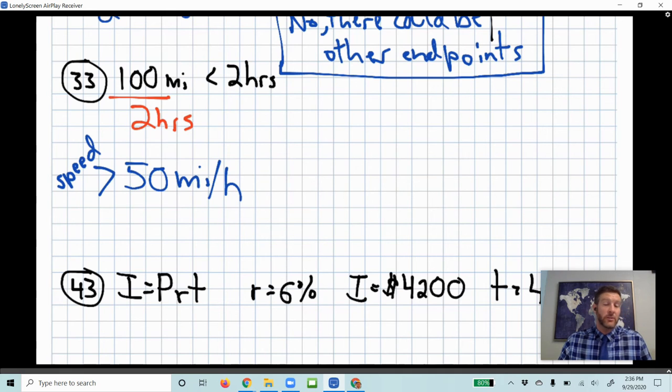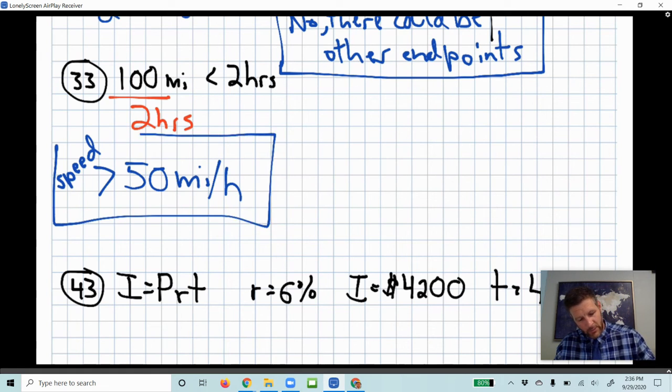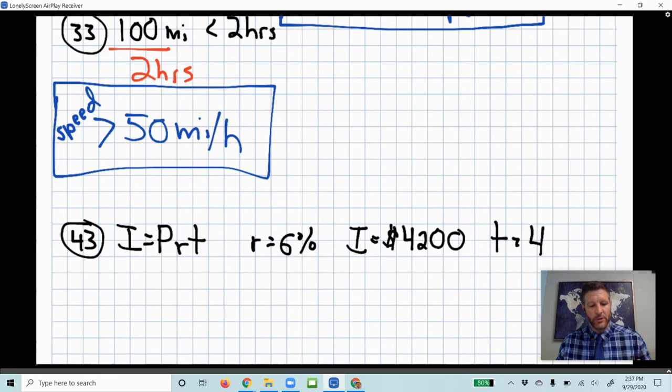That's true. And let's check the converse, because remember, let's make sure it's true both ways. If his speed is greater than 50 miles an hour, then Trey can travel 100 miles in less than 2 hours. Yeah, that works. So in this case, it is true both ways. And so we can say the speed would have to be greater than 50 miles an hour, and then he could travel 100 miles in less than 2 hours. And again, check it both ways. In this case, it works. And notice again that it can't be equal to 50 miles an hour because it has to be less than 2 hours. If it said 2 hours or less, then we could just say it's at least 50 miles an hour.